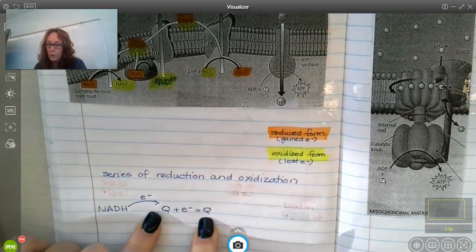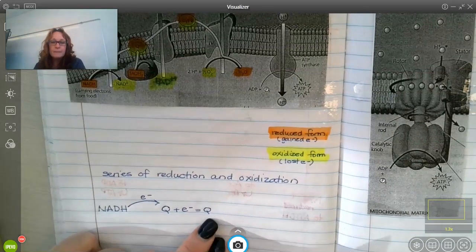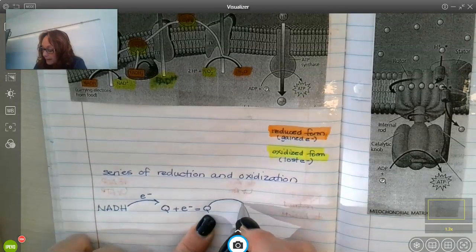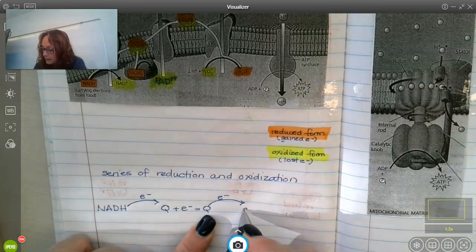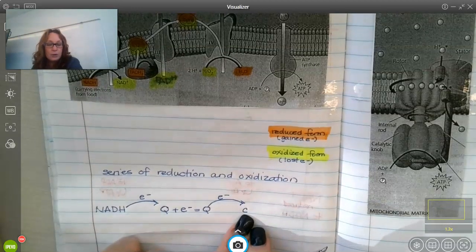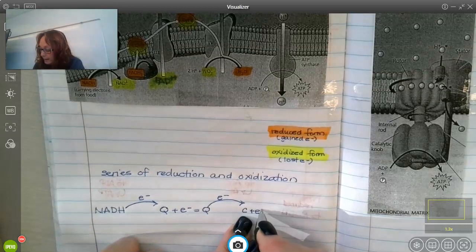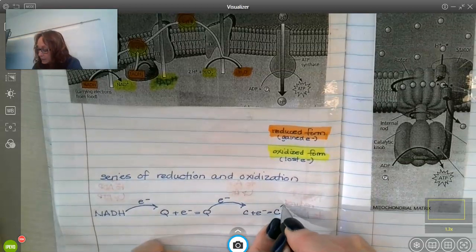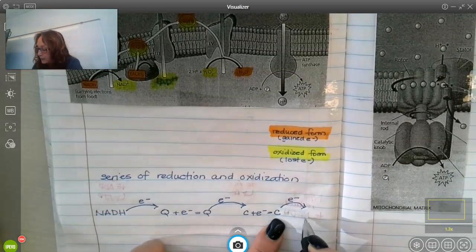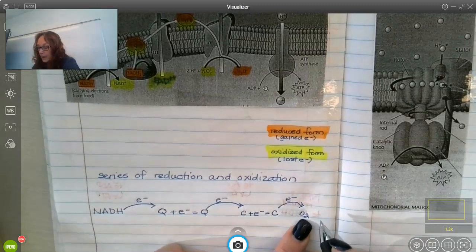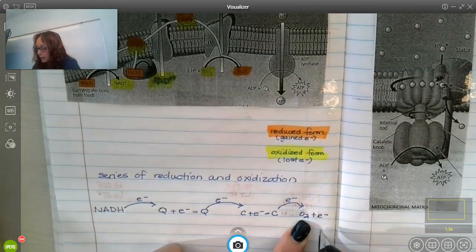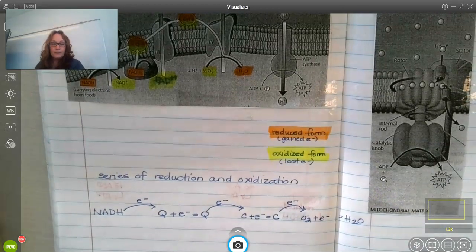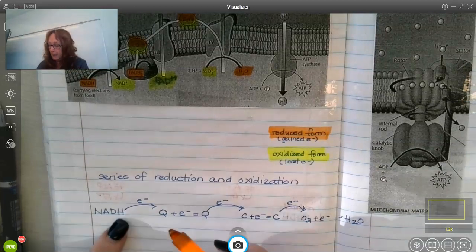Now we'll keep going with this. Just hang in there with me. Now it's got its electrons. It's going to give its electrons to C. We're showing C right here doesn't have any. It's going to get them. Now it has them. C is going to give its electrons to oxygen. Oxygen plus electrons equals water. Okay, let's see how that goes.